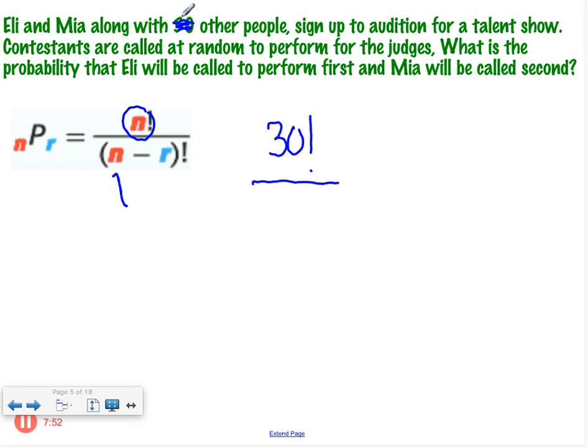So then I'm going to plug in 32 for N. And the R is our 2. We have 2 people we're worried about. Now we're going to simplify. 32 minus 2 is 30.